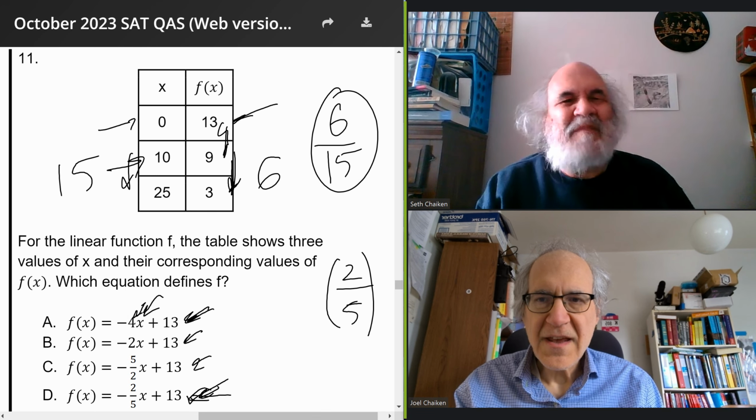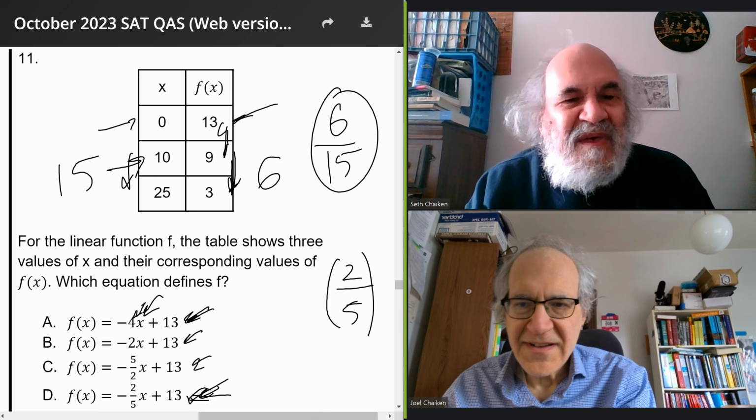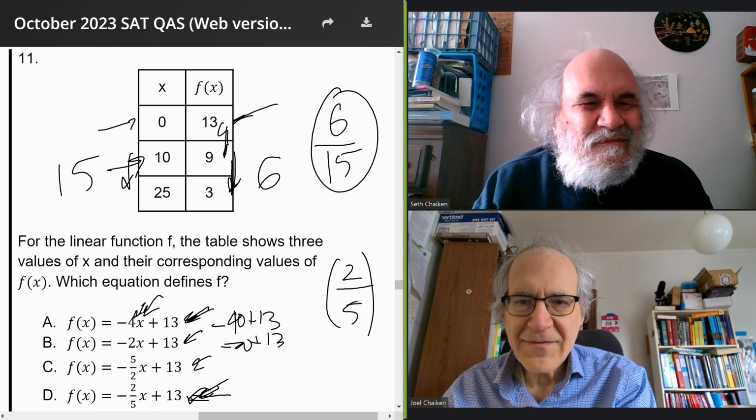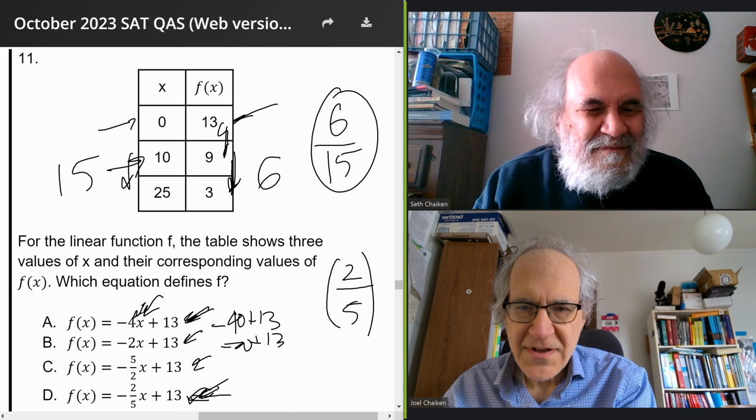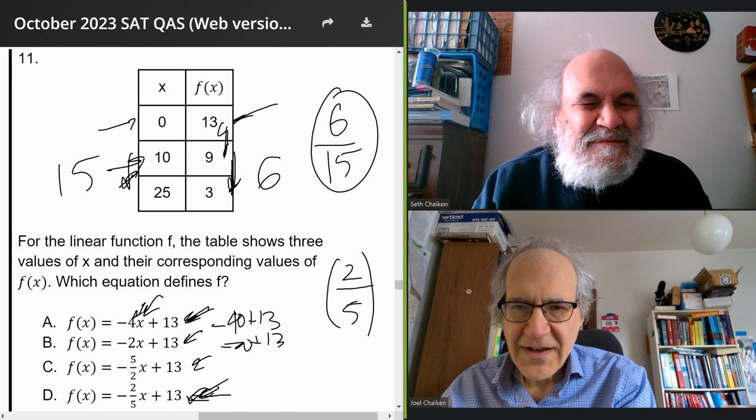Sure. Right. Yeah. Makes sense. Clearly, you could see pretty quickly that negative 40 plus 13 is nowhere near 9, and negative 20. Yeah. No, negative 20 plus 13 gets close. Negative 20 plus 13 gets close to 9.